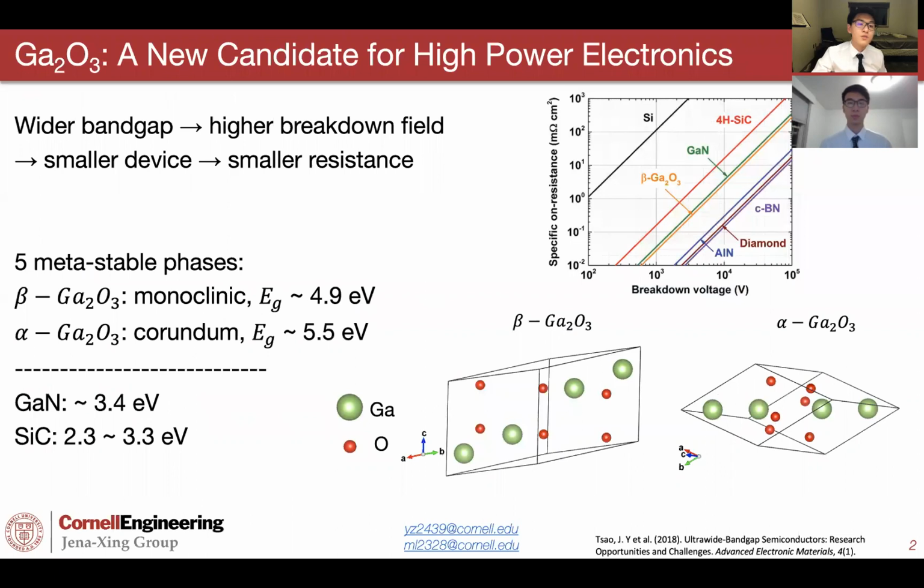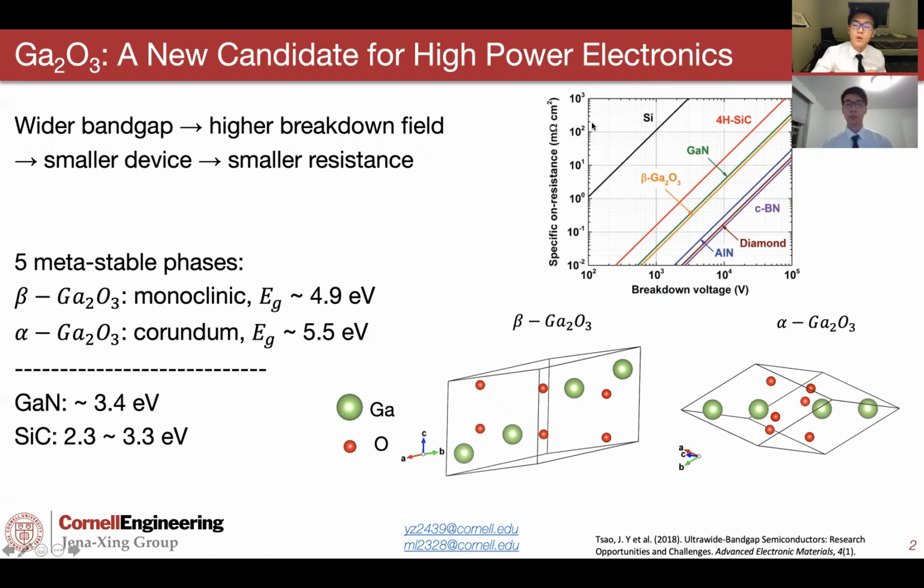To begin with, I'll introduce what is gallium oxide. It is what we call a wide bandgap semiconductor. And the reason why we want a wide bandgap in a semiconductor is that the wider the bandgap, the higher the breakdown field you can tolerate. And if you have a higher breakdown field, that means under the same voltage rating, you can make your transistor smaller. And therefore, with a smaller channel, you can have a smaller resistance.